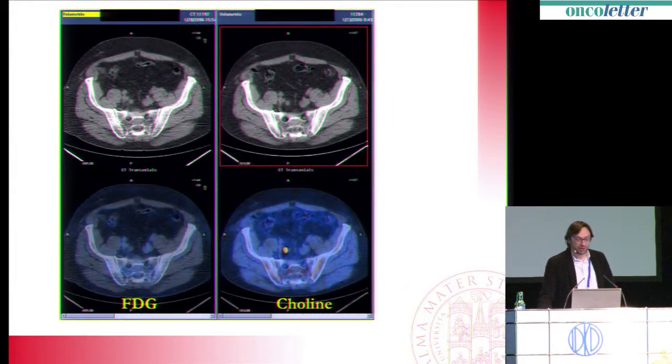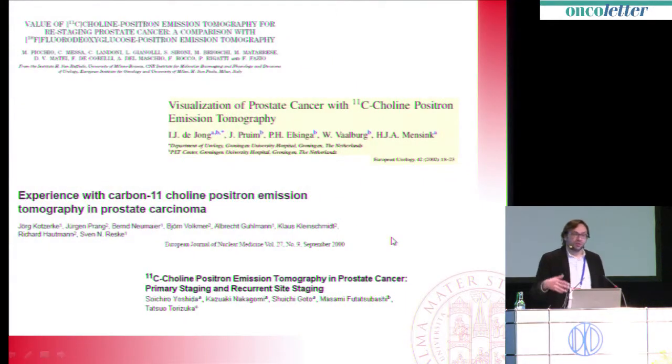That's another example. Again, here you can see a large presacral lymph node, which is completely negative at FDG and clearly positive at choline. So there's no doubt that the method is much, much better.